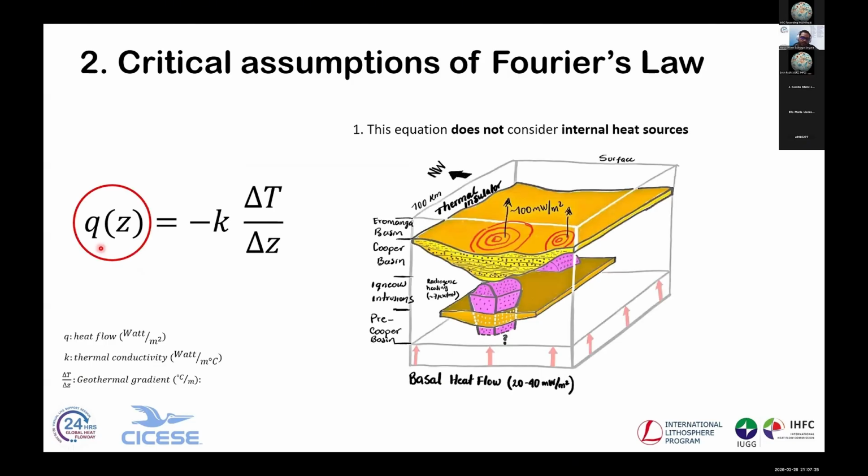The first one is related to the heat. In Fourier's law, the heat is considered to be a basal heat flow. It means that it is not considering internal heat sources. And in cases when we have internal sources, especially in sedimentary basins, we can make some erroneous interpretation of the heat flow distribution at the surface.